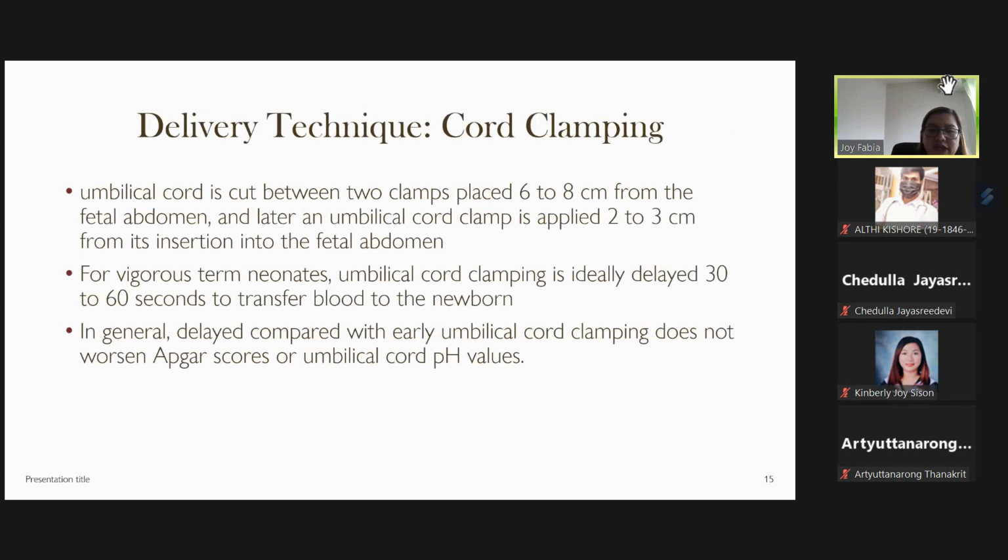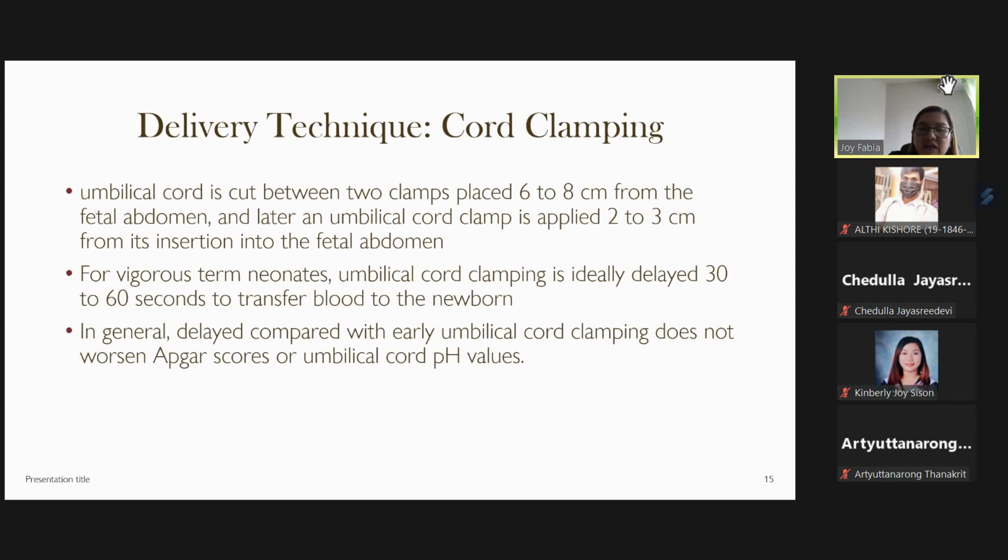So, when do we do the cord clamping? The umbilical cord is cut between two clamps placed 6 to 8 centimeters from the fetal abdomen. And then later on, the umbilical cord clamp is applied 2 to 3 centimeters from its insertion into the fetal abdomen. For vigorous term neonates, umbilical cord clamping is ideally delayed for 30 to 60 seconds in order to transfer blood to the newborn.